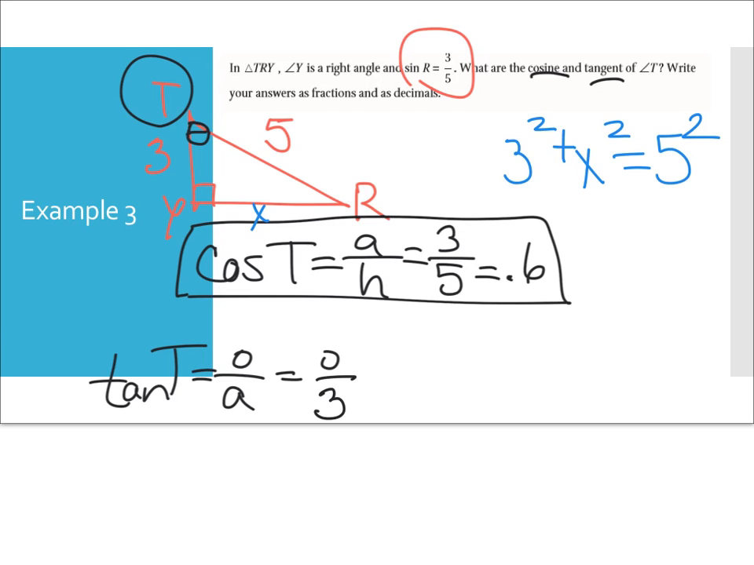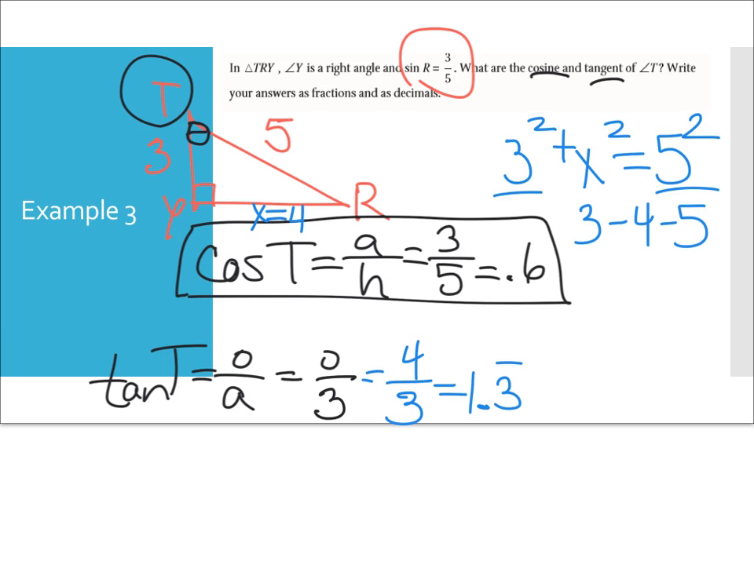You can do the math, or better yet, if you've learned some of those special triangles, 3, 4, 5. If you see this 3 and you know the hypotenuse is 5, I hope you can go, hey, I know that's a 3, 4, 5 triangle. So I'm going to save myself the math and find out the x is 4. And then I am done. Tangent of T is 4 over 3. As a decimal, that's 1.3 repeating.